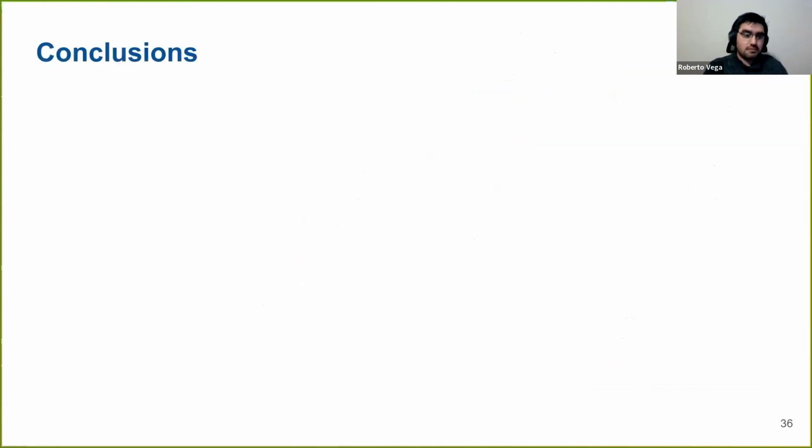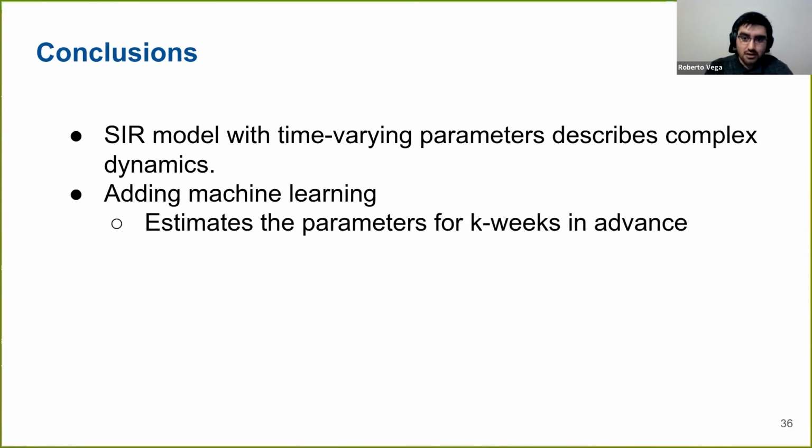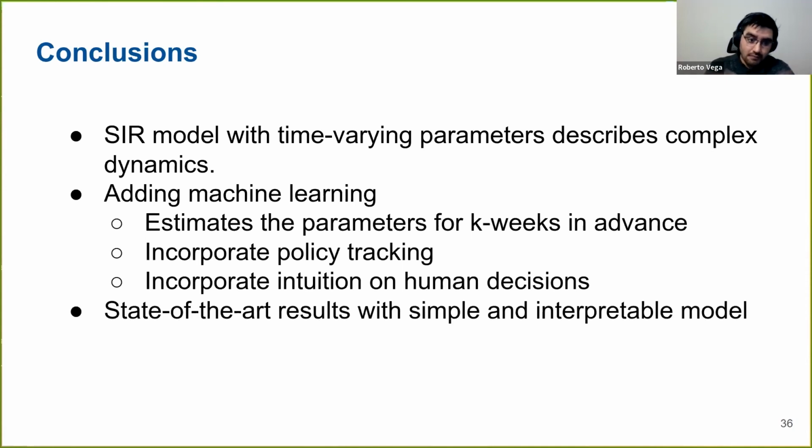So what are the conclusions? Basically, we are proposing an SIR model with time-varying parameters, and this model can describe complex dynamics, as in the case of COVID. And when we add machine learning, we can estimate the parameters for k weeks in advance, and we can incorporate the policy tracking. And we can also incorporate intuition on the human decisions. And yeah, we get state-of-the-art results with a simple and interpretable, whatever that means, model.